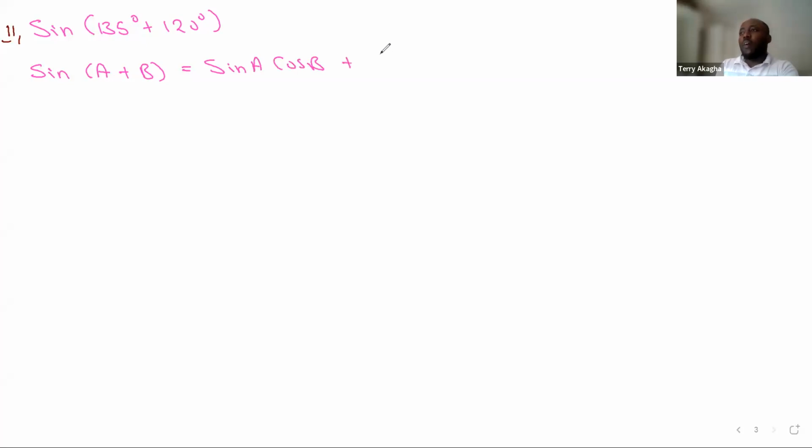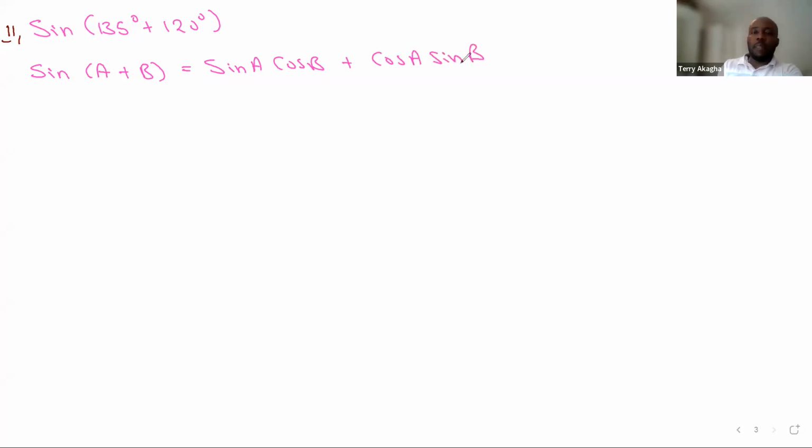Okay. Let me just pick one more example on sine, and we'll call it a day for that. Let's pick something, an obtuse angle this time. Let's say 135 degrees plus 120 degrees. Now, this is same thing as saying sine A plus B. Okay, same thing. Sine A plus B is going to be sine A cos B plus cos A sine what?